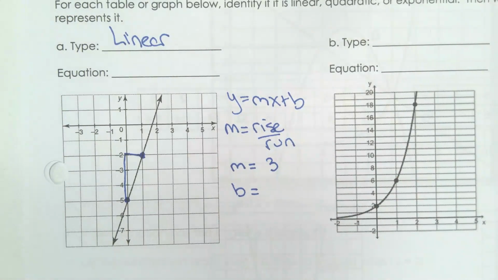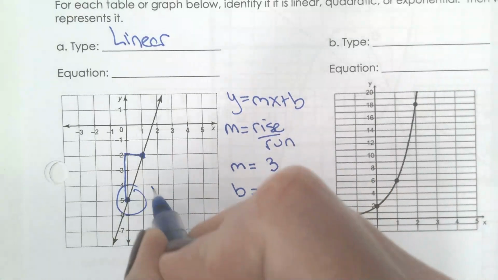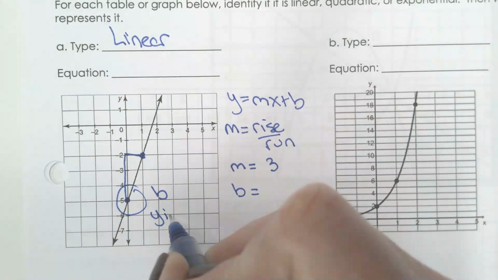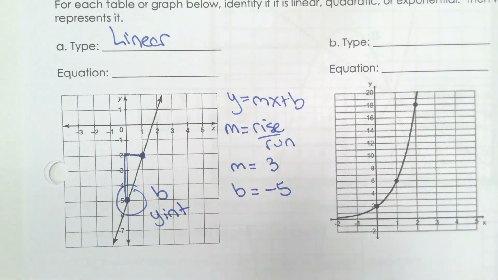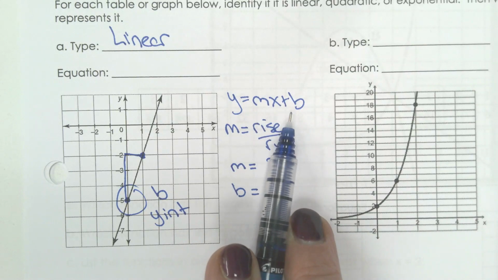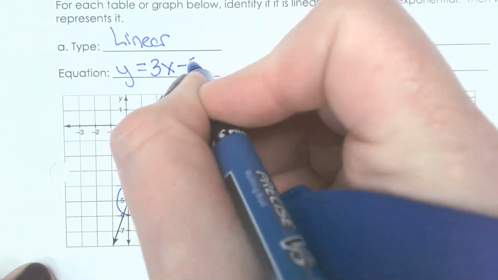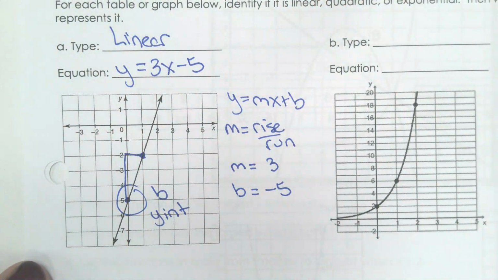Your b is your y-intercept. Do you see where the graph crosses the y-axis? Where's it crossing the y? So the y is the up and down one. Where does the line cross the y? Right here at -5. That is your b, which is your y-intercept. So when I substitute the m and the b into my equation right here, you should get y equals 3x minus 5.